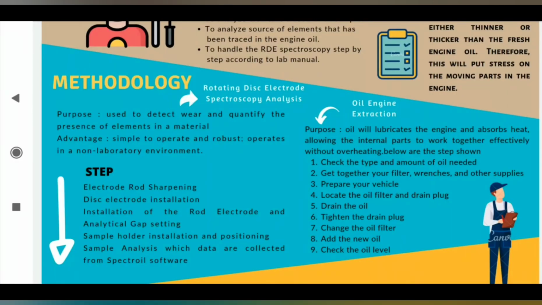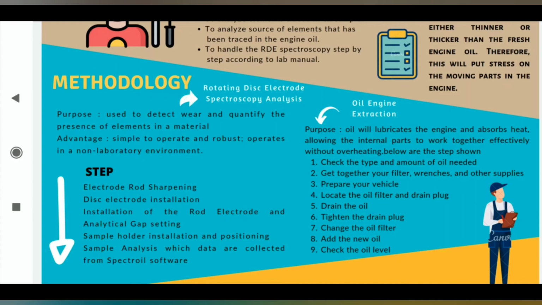So we move to the rotating disc electrode spectroscopy analysis in the methodology part. The purpose of using RDE analysis is to detect wear and quantify the presence of elements in material. The method of electrical discharge is designed to transmit the energy generated by arc or spark to a sample. As you can see from the poster, there are some advantages when using this method.